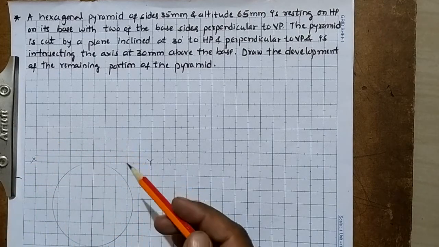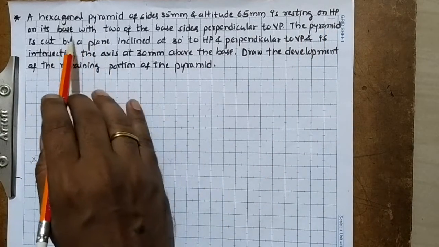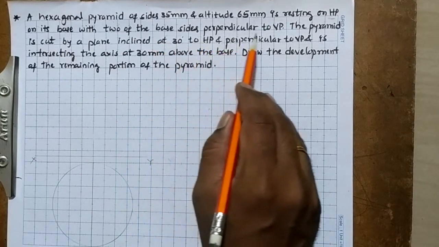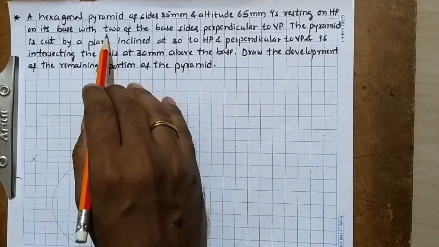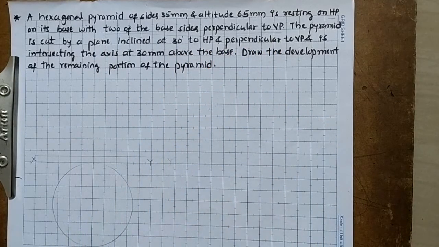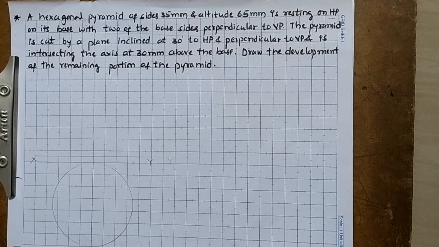See what is given, how it is placed on HP: two of the base sides perpendicular to VP. We make two base sides perpendicular to VP, that is nothing but resting on an edge.